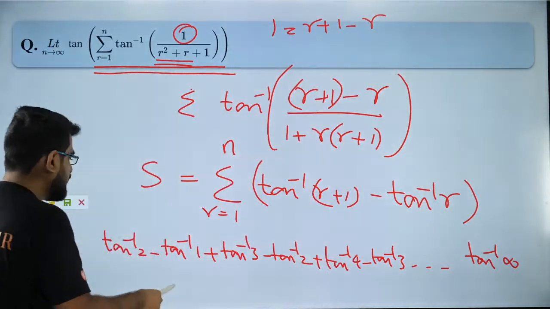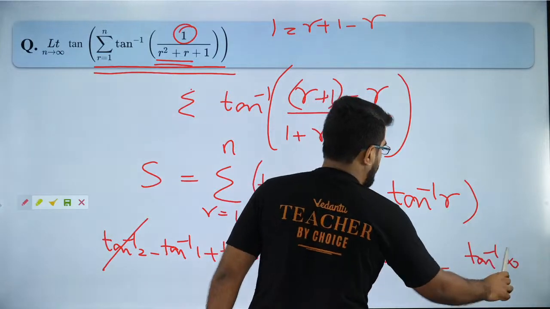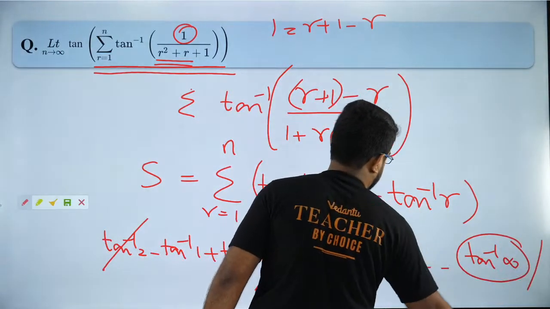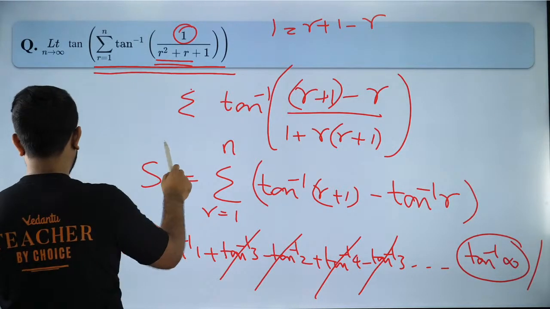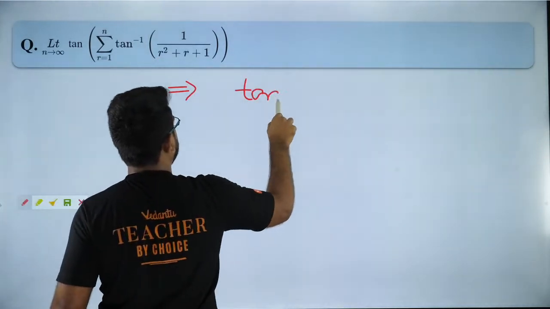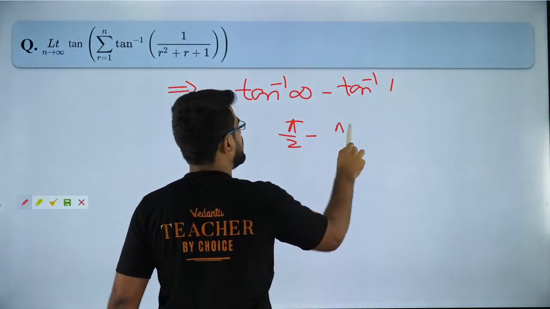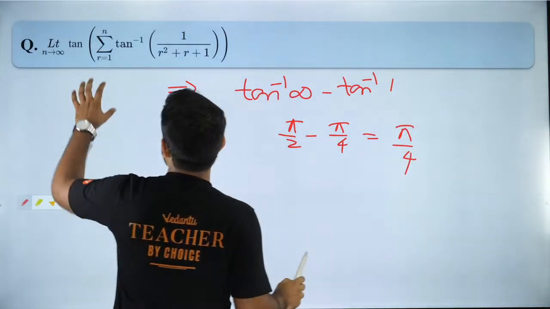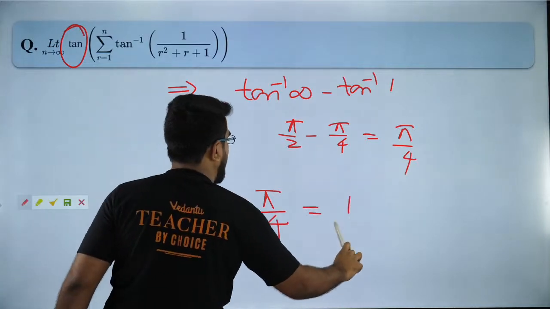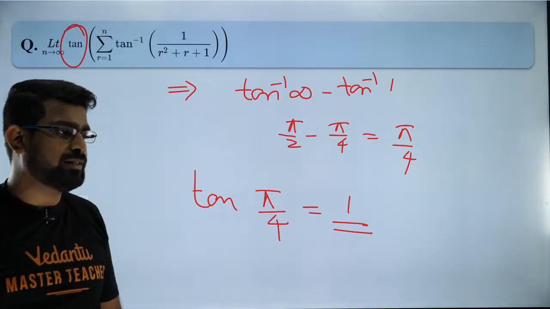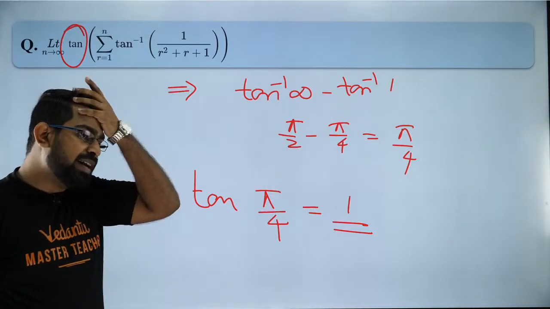So what I'll do is I will cancel this, this, this, this, and it keeps going. Only this term will be left out and the next term will get cancelled. So what will be left out? I'll be left with tan inverse of infinity. The answer will be tan inverse of infinity minus tan inverse of 1. So that will be pi by 2 minus pi by 4, so that will be pi by 4. Outside we have a tan, don't forget that. So the answer is tan of pi by 4, which is equal to 1. So 1 is my answer. I hope you guys liked it. Are you all clear with it? Everybody?